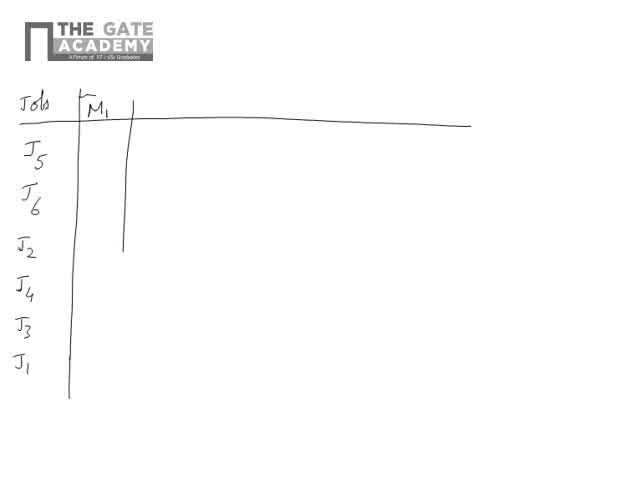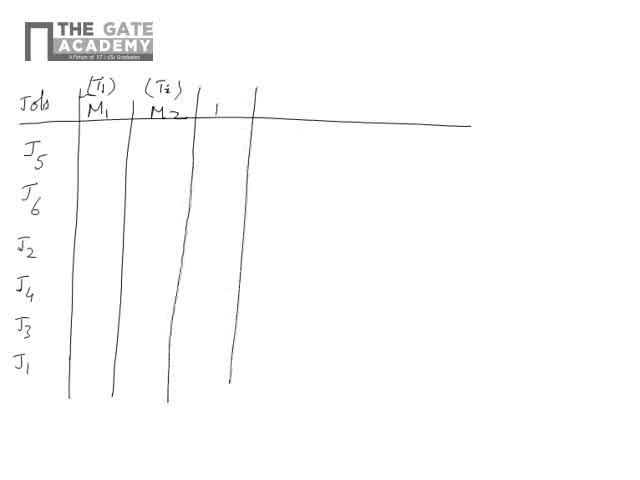Processing time of machine 1, processing time of machine 2, next is machine 3. So for J5, 2 1 7, J6 1 2 7. This is in the given data.